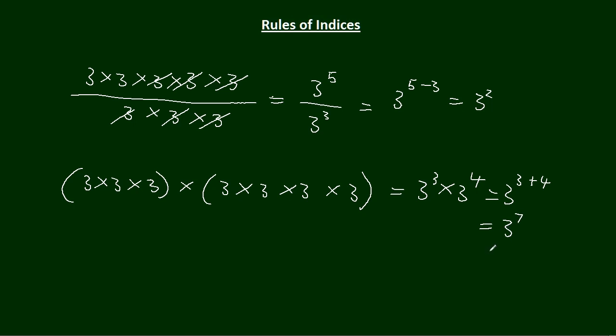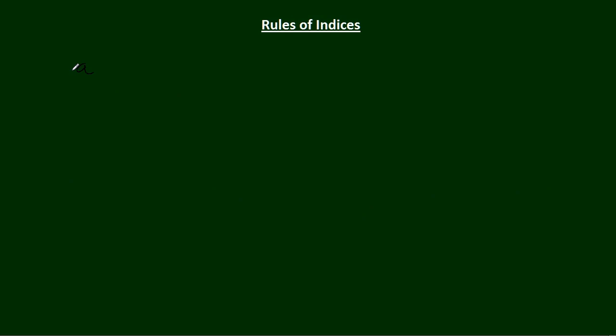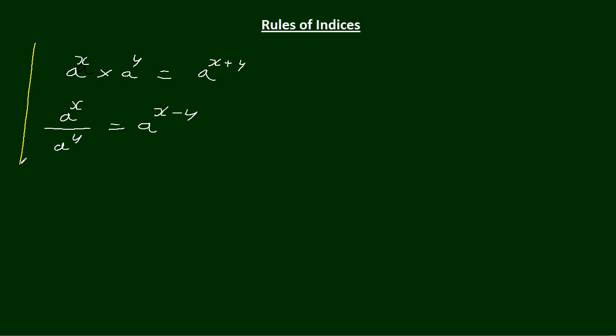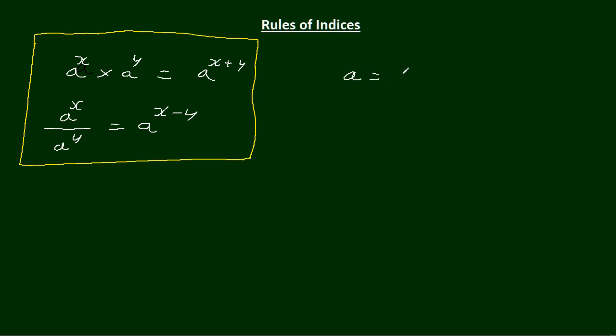So now we have a general rule, so let's put that down. Let's say a to the x times by a to the y equals a to the x plus y. And with division, a to the x divided by a to the y equals a to the x minus y. And we also found that a on its own is a to the 1.